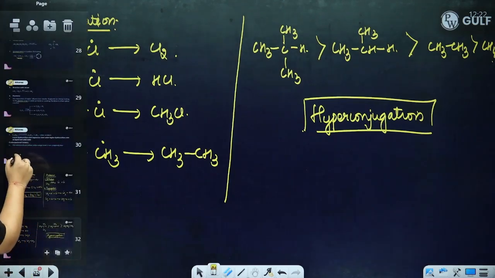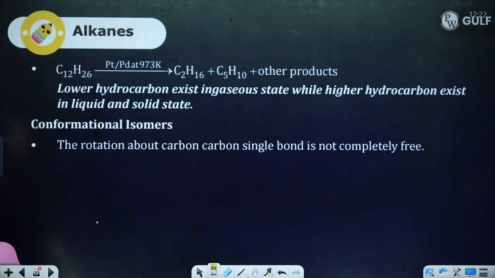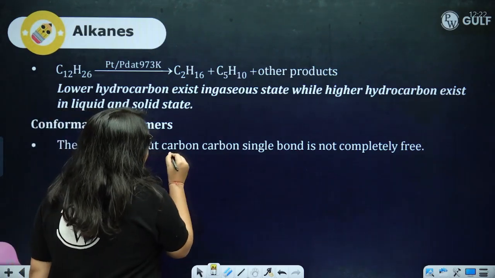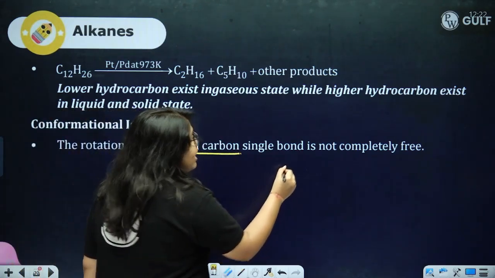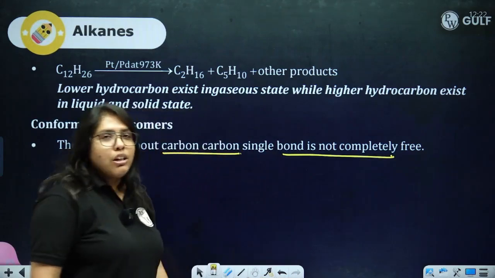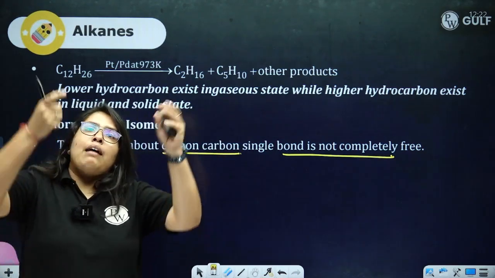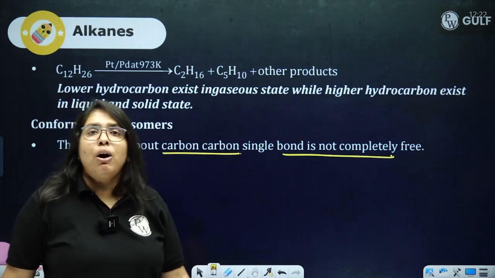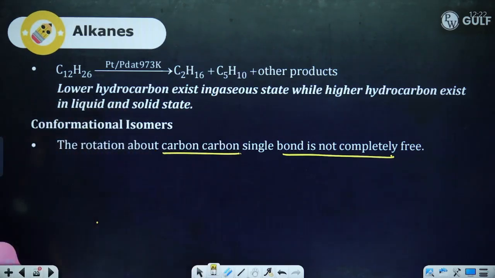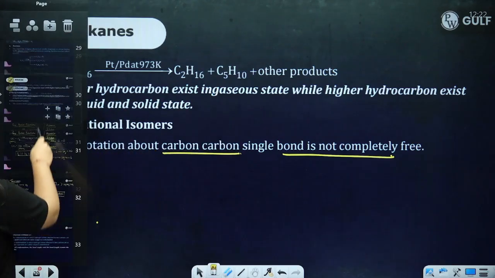Let's now try to understand conformational isomerism. The rotation about a carbon-carbon single bond is not completely free. Why? Because there is a bond there. It cannot happily rotate in the universe. There is a bond present, as a result of which it is not completely free, but it is not restricted as well.